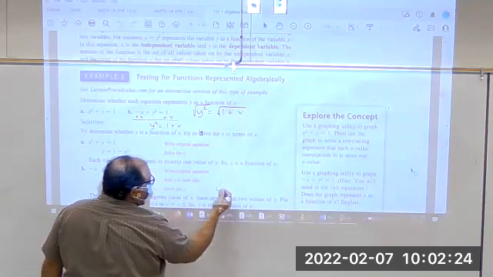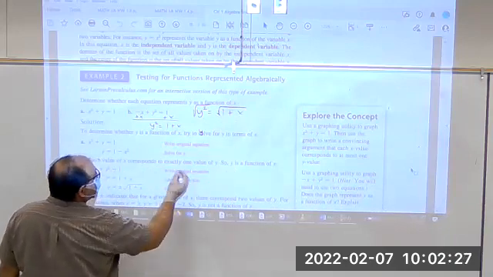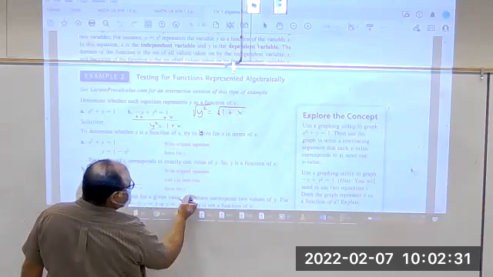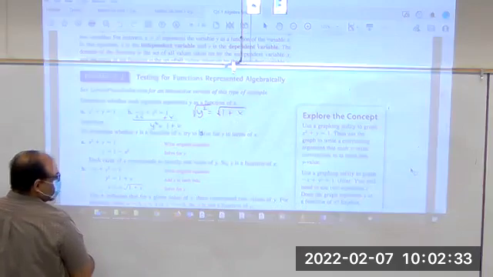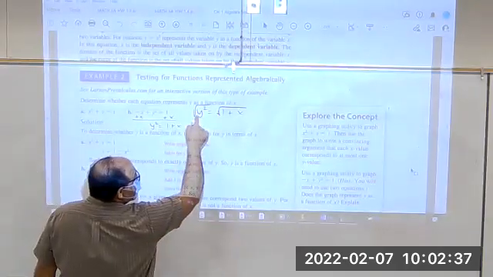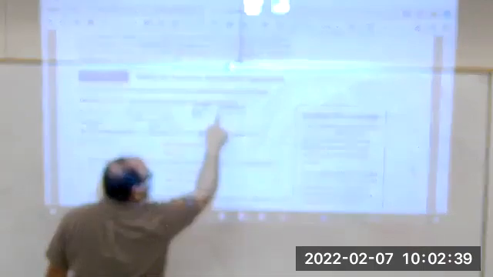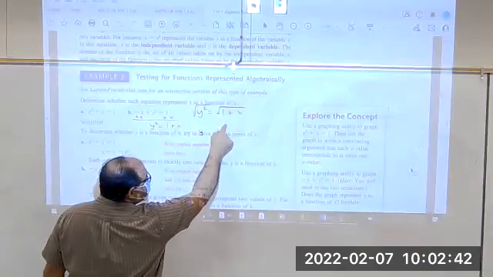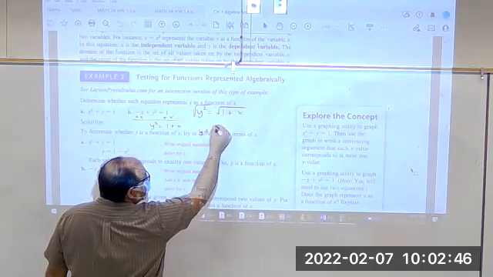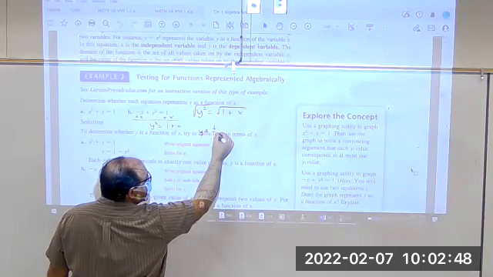Now remember, the special word is solve. When I solve and I take the square root of both sides, I want every possible answer when I solve. So when you solve by taking the square root, you have to put plus minus.